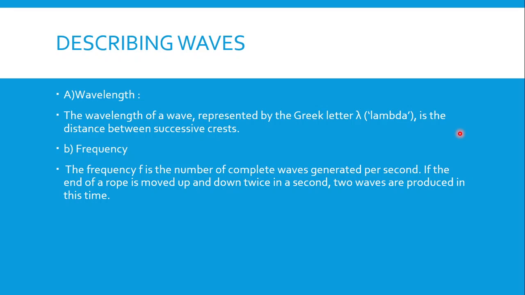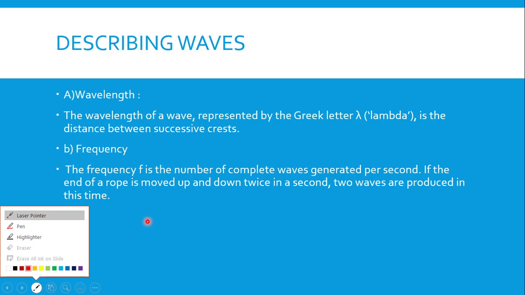Now we are going to get to the main topic, that is describing waves and their main properties, how they behave in different materials, and what phenomena they can exhibit. There are a few terms we should be familiar with, including wavelength, frequency, speed, and some other terms. Let's first get into wavelength. Wavelength of a wave is represented by the Greek letter lambda.